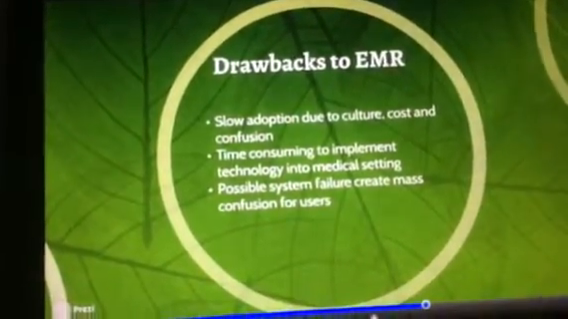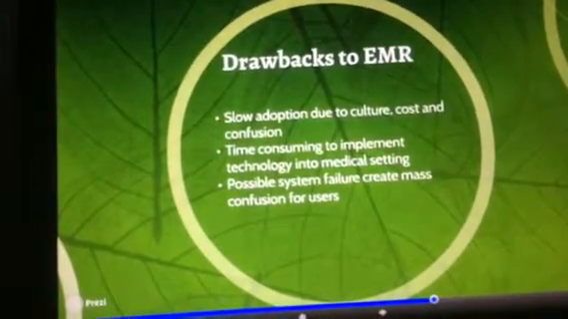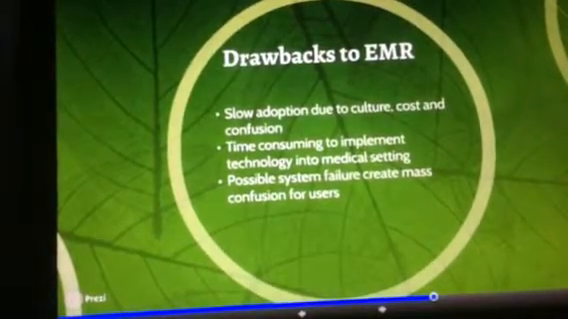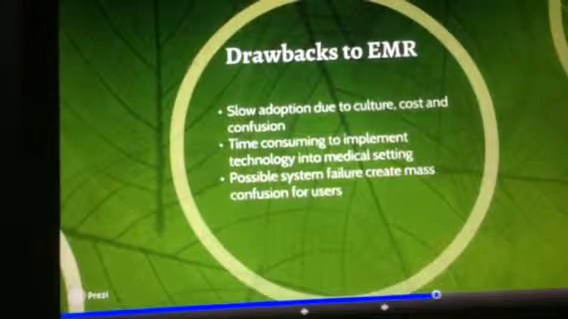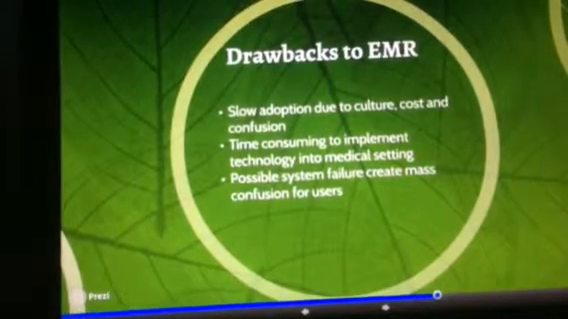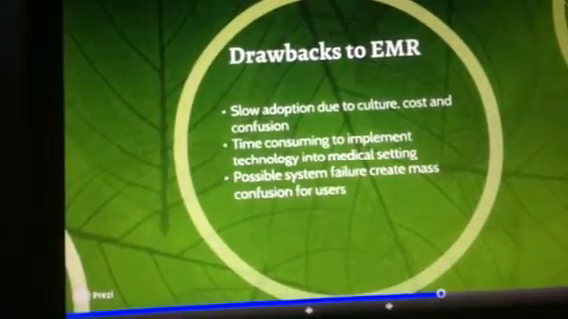Another drawback to using an EMR system is that it is very time-consuming to implement this technology within a medical setting. EMRs are also susceptible to system failures, which can create mass confusion for its users.